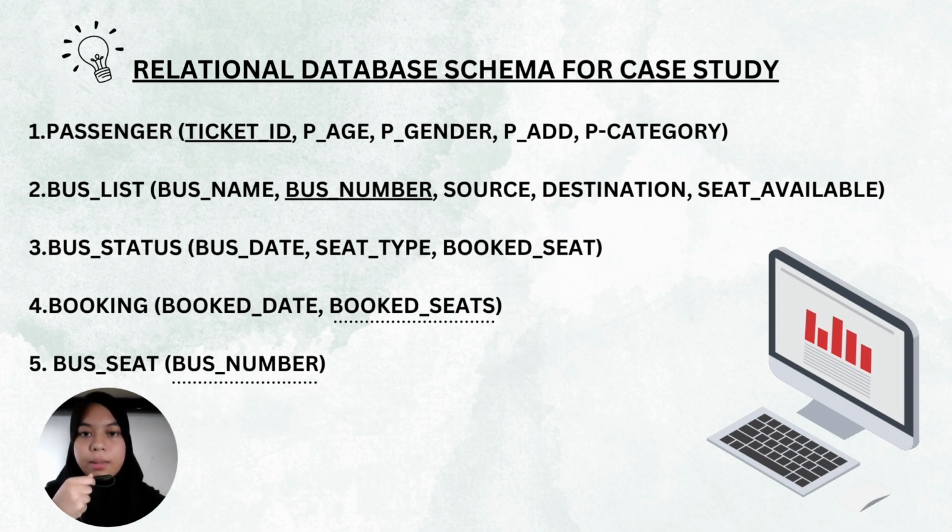The third one, bus status. They will have bus date, seat type, and book seat. For booking, they will have book date and book seat. Book seat will be a foreign key because they already have it in bus status. Fifth, bus seat, which has bus number. They will be a foreign key because bus number already exists in bus list.